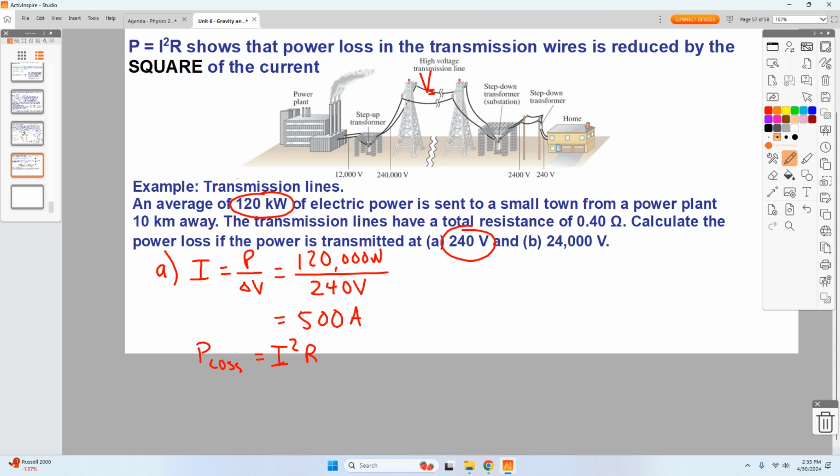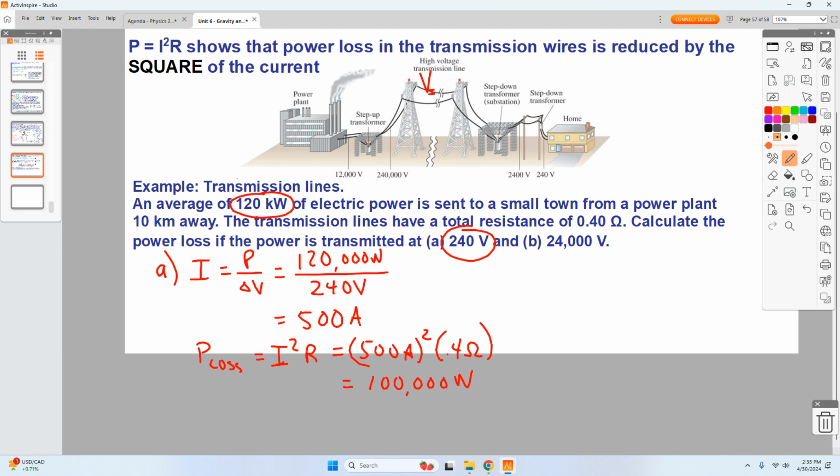So let's go through and do that calculation. I take 500 amps, I square it. I multiply that by 0.4 ohms, and I get 100,000 watts. That represents the power loss, not how much power is being delivered. That represents the rate at which I'm losing energy to the wires.